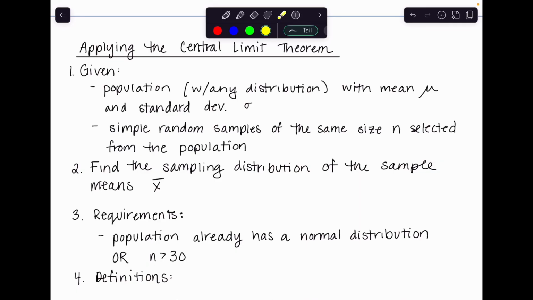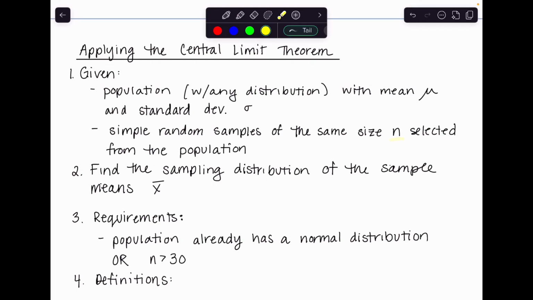From this population, we're going to get simple random samples of the same size, n, from the population. And again, it's important that this value of n has to be greater than 30 if you didn't have something that was normal to start with. Then once you have all of those random samples, you're going to find the sampling distribution of the sample means x bar. That means from each individual sample, you're going to take the mean, and then you're going to find the probability at which that specific mean occurs.